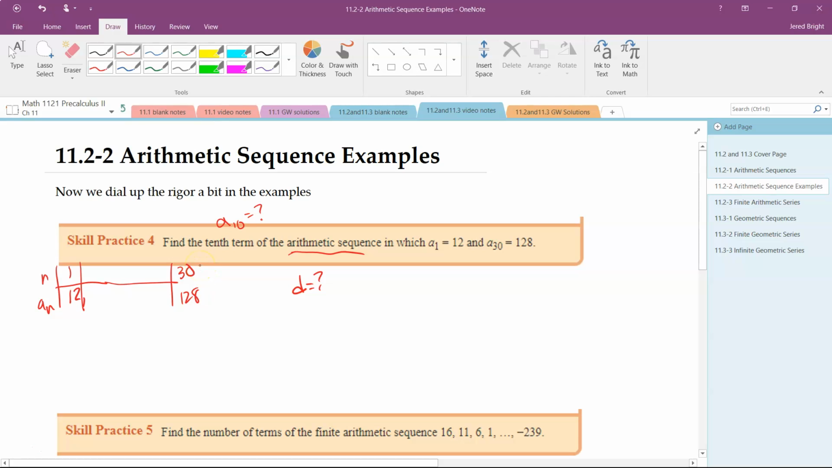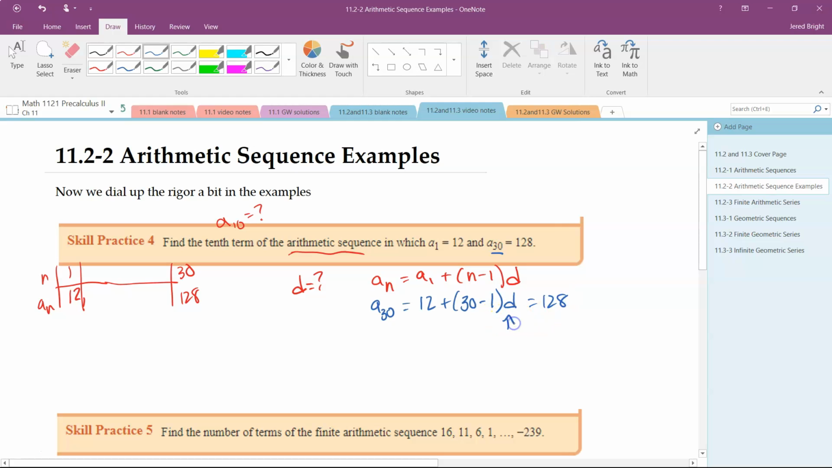Well, I know this formula: an is equal to a1 plus n minus 1 times d. I don't know d. I don't know n. Well, actually, I do know n, n is 10, but I still don't know d. But here's what I do know: a30 would equal a1, which is 12, plus, if 30 is n, 30 minus 1 times d, and I know that a30 is the same as 128.